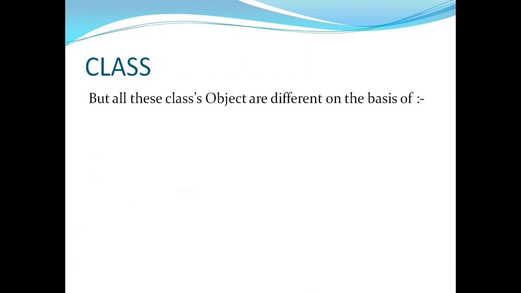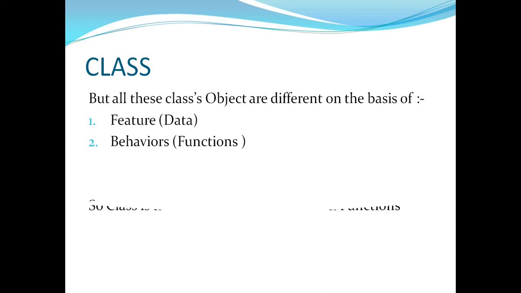So all of these classes' objects are different on the basis of features, which we call data or properties, and behavior, which we call function. So what is a class? A class is a combination of data and function. Okay, thank you.